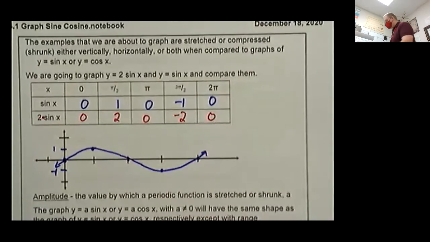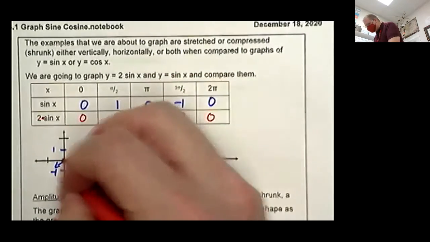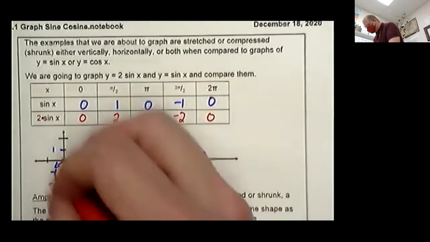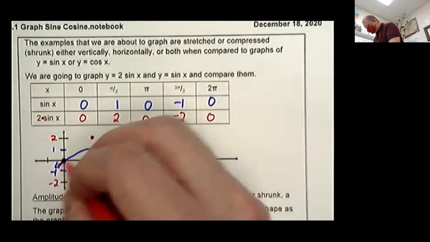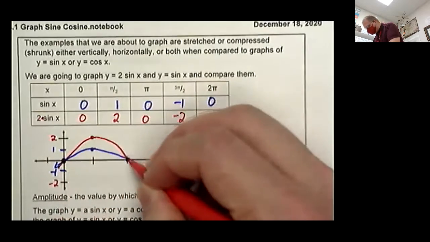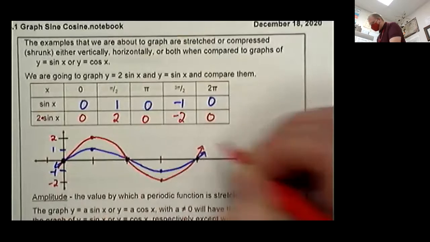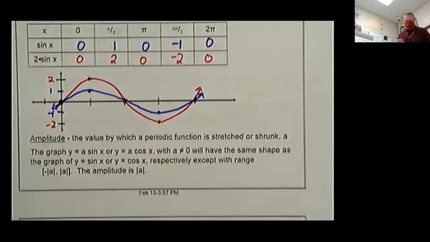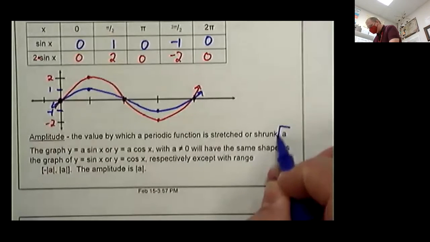So what happens with our 2 sine of x? Well, that starts still at 0, but now it's going up to 2, back to 0. Now we're down to -2 and back to 0. So what happens if we put a number in front of our function, a number bigger than 1? Well, that's going to increase the minimum and the maximum of the graph. And we're going to call that value amplitude. Amplitude is the value by which a periodic function is stretched or shrunk in a vertical direction. And we're going to call that value A. So amplitude is going to be the value A.